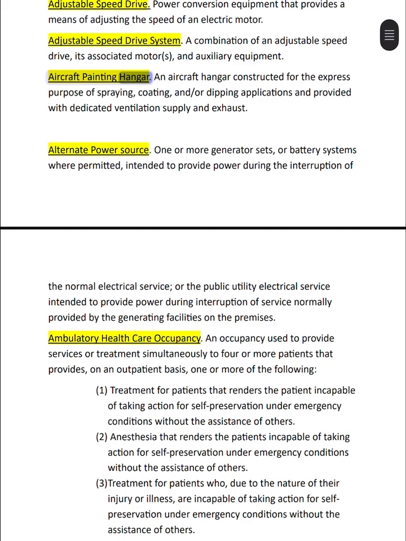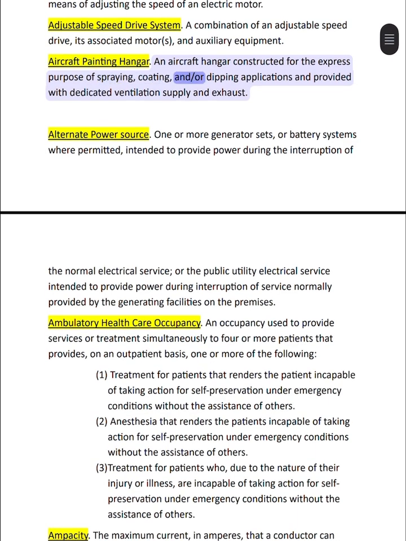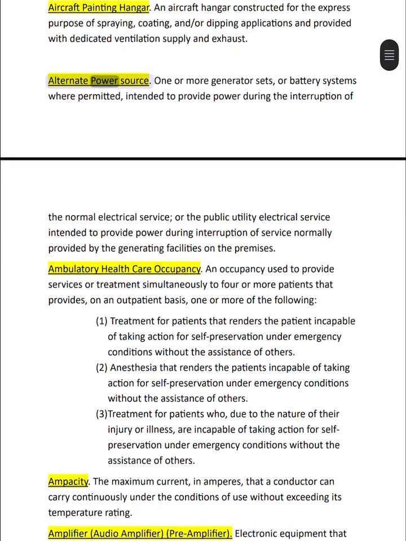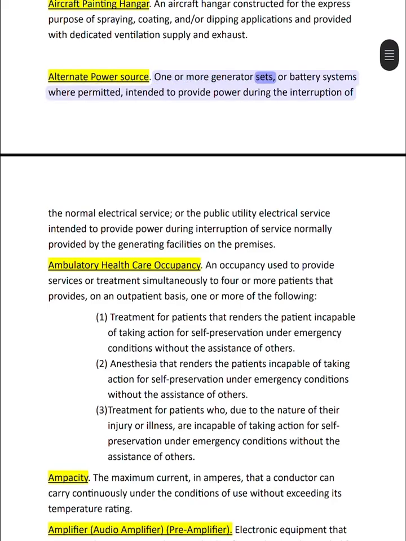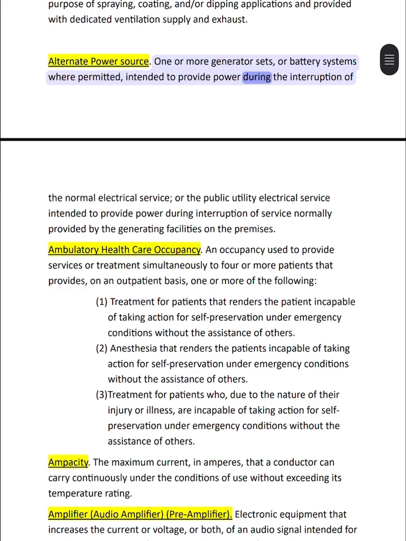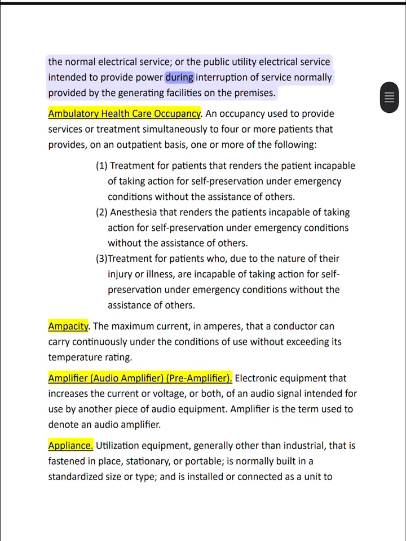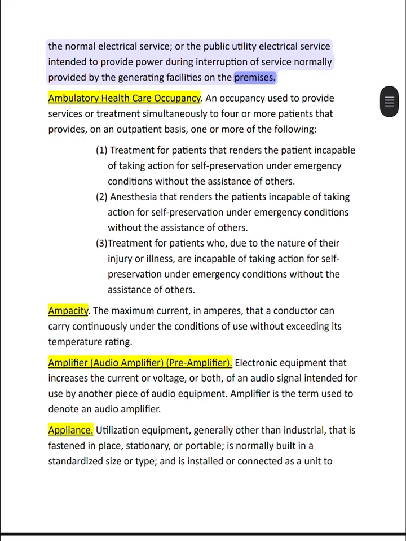Aircraft painting hangar: an aircraft hangar constructed for the express purpose of spraying, coating, and/or dipping applications and provided with dedicated ventilation supply and exhaust. Alternate power source: one or more generator sets or battery systems, where permitted, intended to provide power during the interruption of the normal electrical service, or the public utility electrical service intended to provide power during interruption of service normally provided by the generating facilities on the premises.